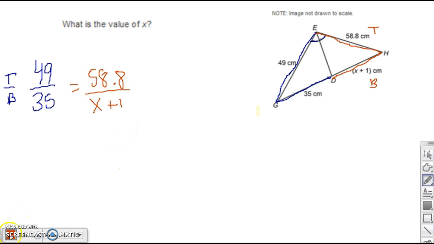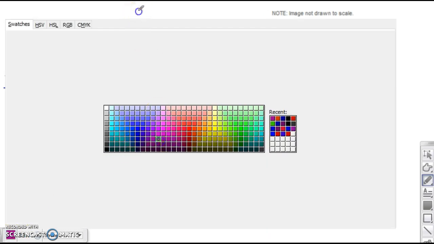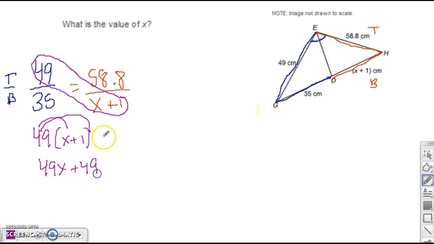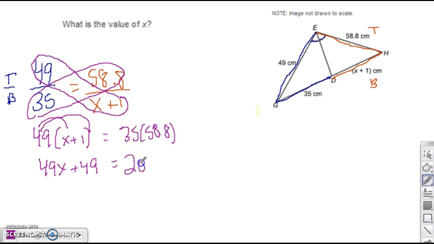And then we'll go ahead and cross multiply and solve it. So you have to do 49 times x plus 1. You need to make sure you multiply that 49 times both of those pieces. So 49 times x and 49 times 1. And then when we cross multiply this way, that's just a calculator problem. 35 times 58.8 gives me 2,058.